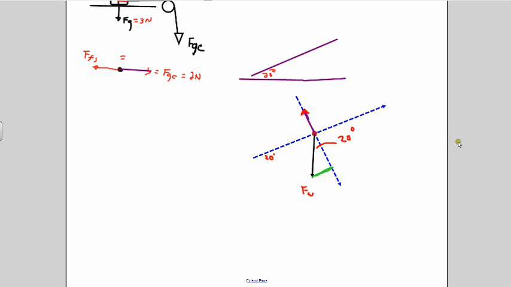And the next thing I told you was that this green was actually going to end up being our force slipping, the force of that block trying to slip down the ramp. And we could take it and move it right to here. Same magnitude, same direction.